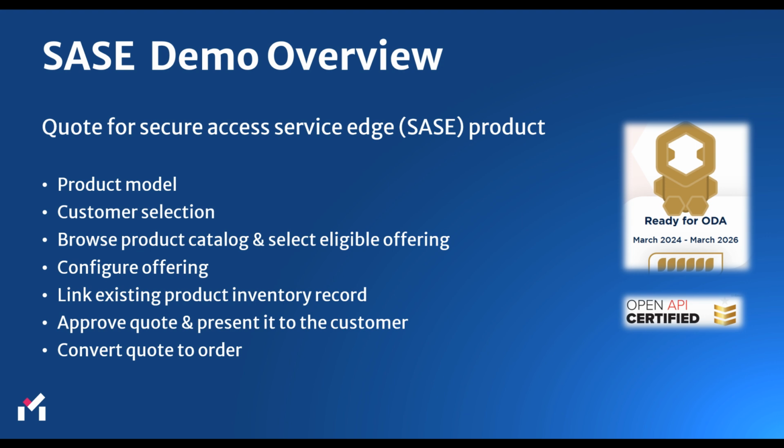Today we will demonstrate how to configure the Secure Access Service Edge SASE product in OmniCPQ. We will begin by explaining the product and pricing models. Next, in OmniCPQ, we will select a customer, navigate the product catalog, choose a SASE offering, and initiate the configuration process. Since SASE requires an existing connectivity product subscription, we will link an inventory record.